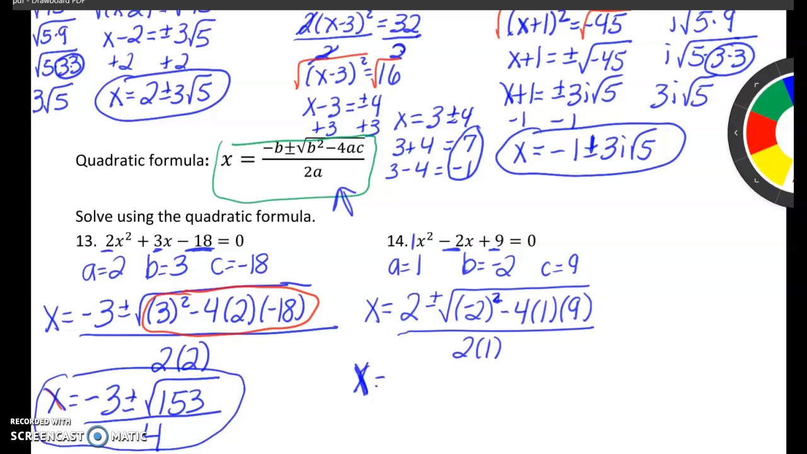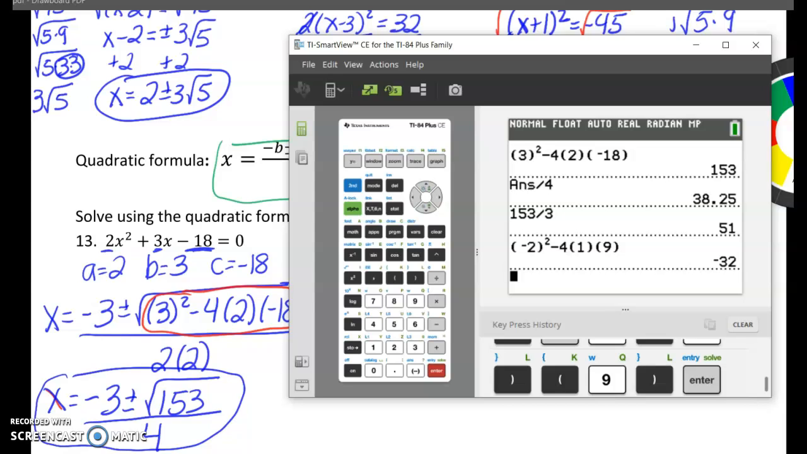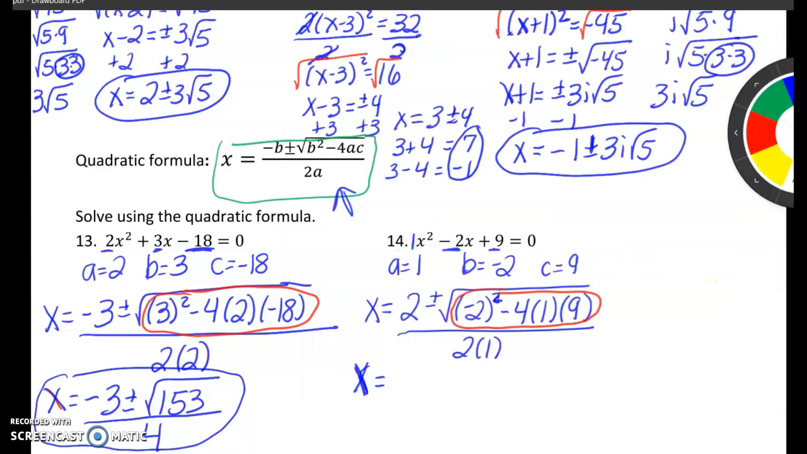Okay, so I'm going to go ahead and plug what's under the square root into my calculator. Okay, so I went to my calculator and I plugged -2 squared minus 4 times 1 times 9, and I get -32. Okay, so what I circled in red right there, so I have 2 plus or minus the square root of -32 over 2 times 1, which would be 2. So I'm going to go ahead and reduce that -32.